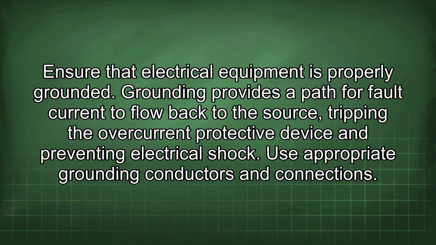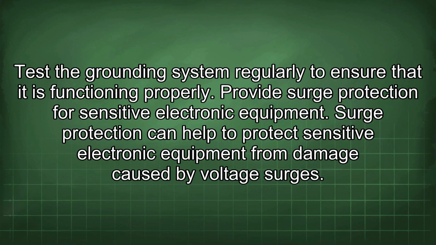Ensure that electrical equipment is properly grounded. Grounding provides a path for fault current to flow back to the source, tripping the overcurrent protective device and preventing an electrical shock. Use appropriate grounding conductors and connections. Test the grounding system regularly to ensure that it is functioning properly.